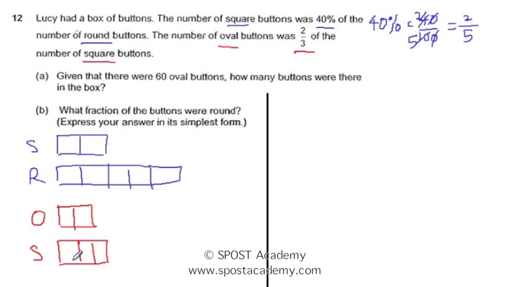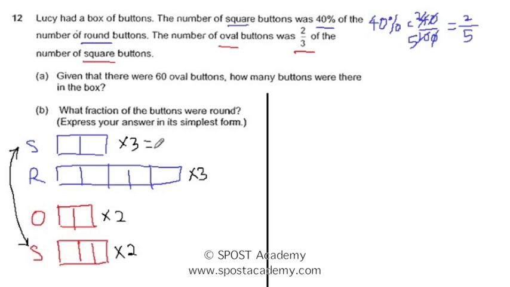Okay, now what we have to do, take note, is that the square buttons should be the same, which means that the square button in terms of the blue model, which is 2 units, must be equivalent to the square buttons in terms of the red model, which is 3 units. Therefore, we must think of a way to make these two models the same. In order to make them the same, the blue model will have to multiply by 3, while the red model will have to multiply by 2.